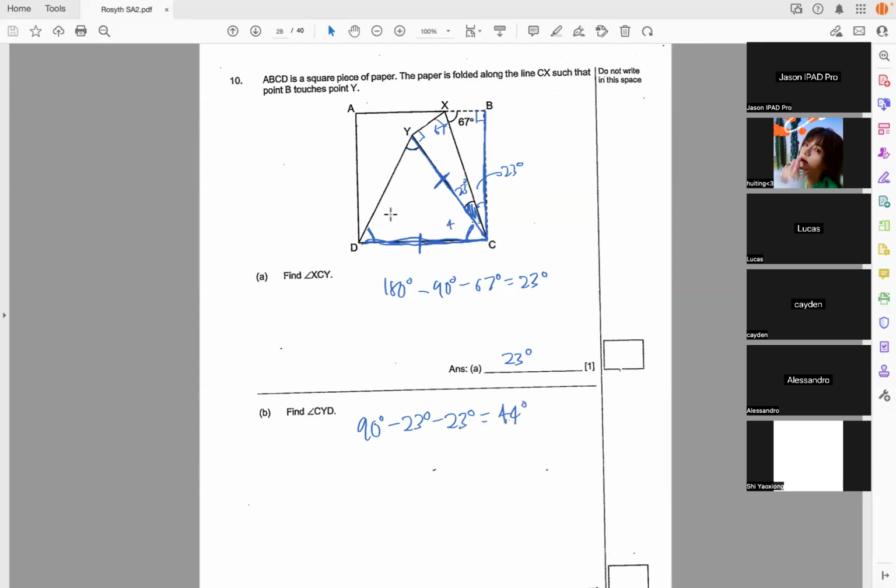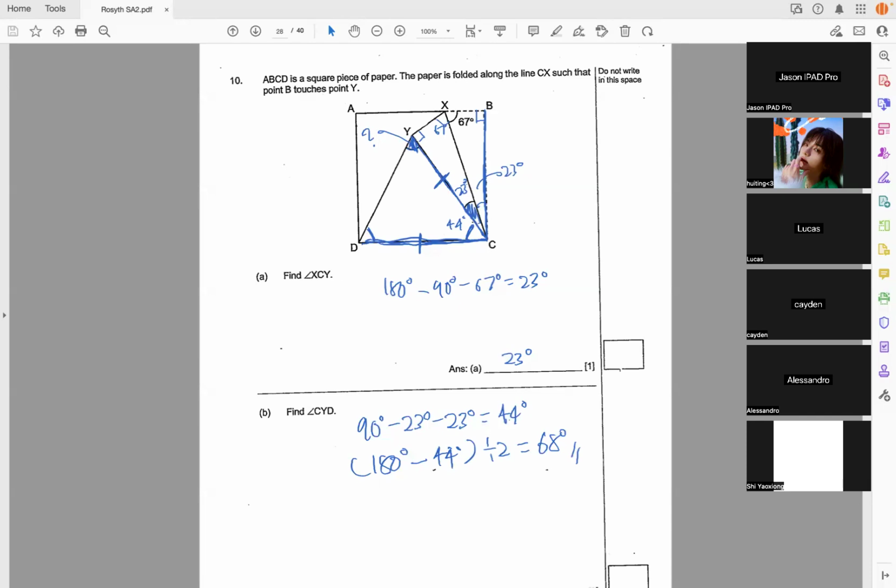So this is 44. The question asks for CYD, which is this angle. So it's a base angle of an isosceles triangle. So it will be 180 minus 44, and the answer divided by 2, because the base angles of an isosceles triangle are equal. So the answer is 68 degrees. Any question? Okay, so let's continue.